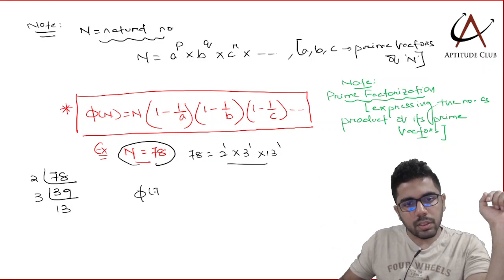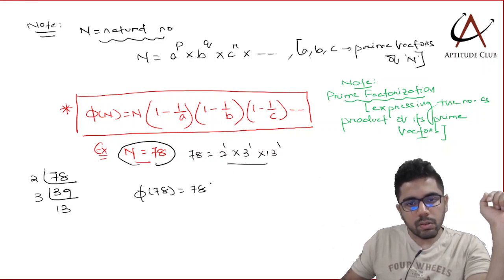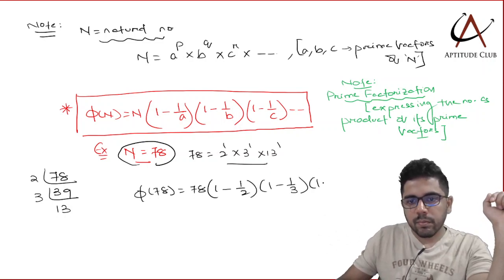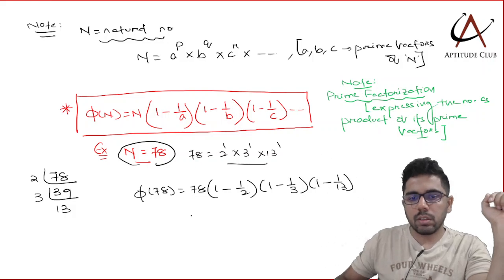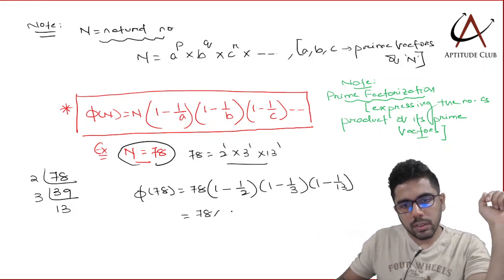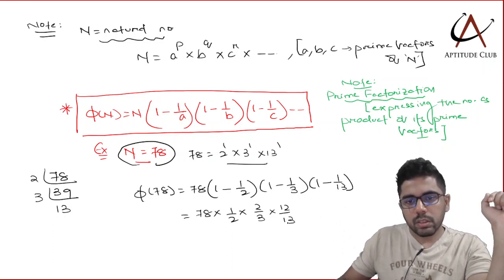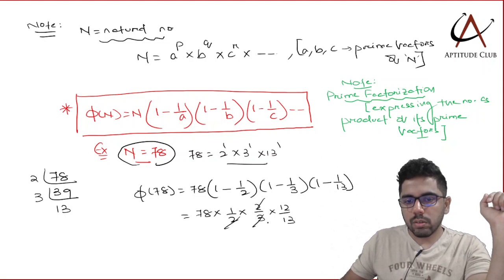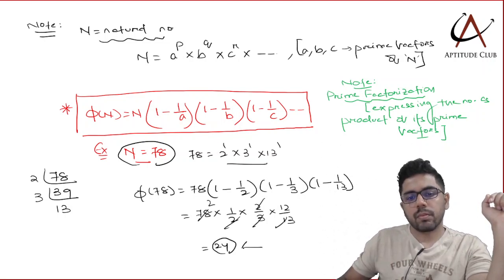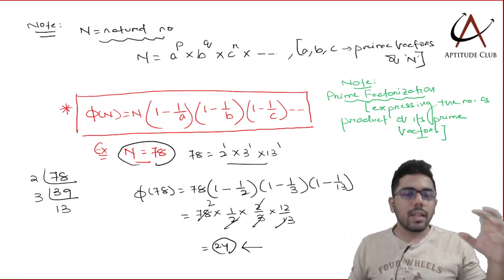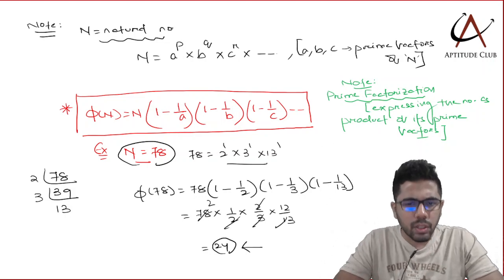So phi of 78, डायरेक्टली तुम ऐसे calculate करोगे: n जो कि 78 है, into 1 minus 1 by 2, 1 minus 1 by 3 and 1 minus 1 by 13. So 78 into 1 by 2 into 2 by 3 into 12 by 13. So 2 तो cancel हो गया, 39, this is 2, so I get 24. Directly अभी मुझे value मिल गई that there are 24 such natural numbers that are less than and co-prime to n. Quite simple.